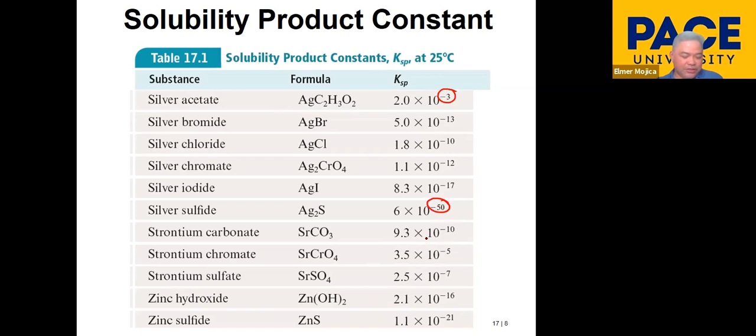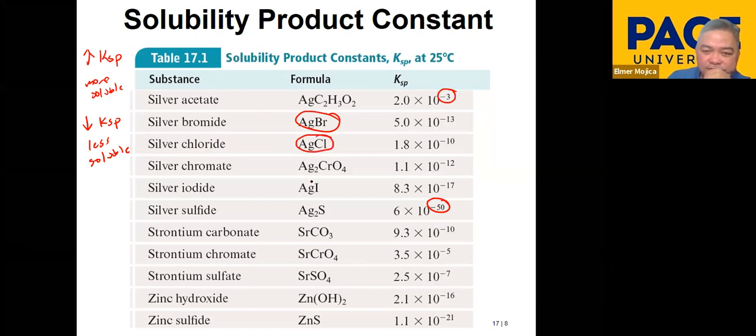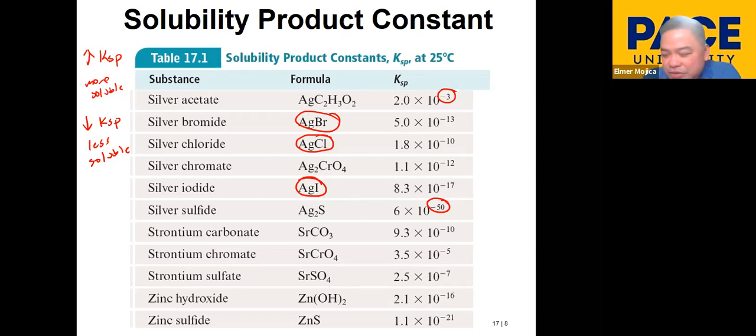Now the question is, what do those values mean? Those values mean the higher the Ksp, the more soluble the substance is. The lower the Ksp, the less soluble. But there's a big but. This is only true if you have the same type of salt. So what does it mean? You can compare the values, let's say, of silver bromide, silver chloride, and silver iodide. And you can ask the question, which among the 3 salts is most soluble? Which among the 3 salts is the least soluble?